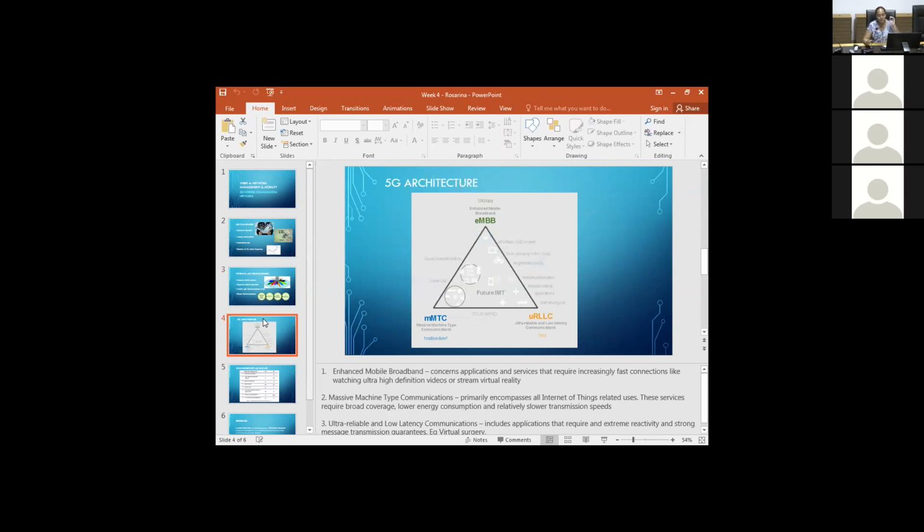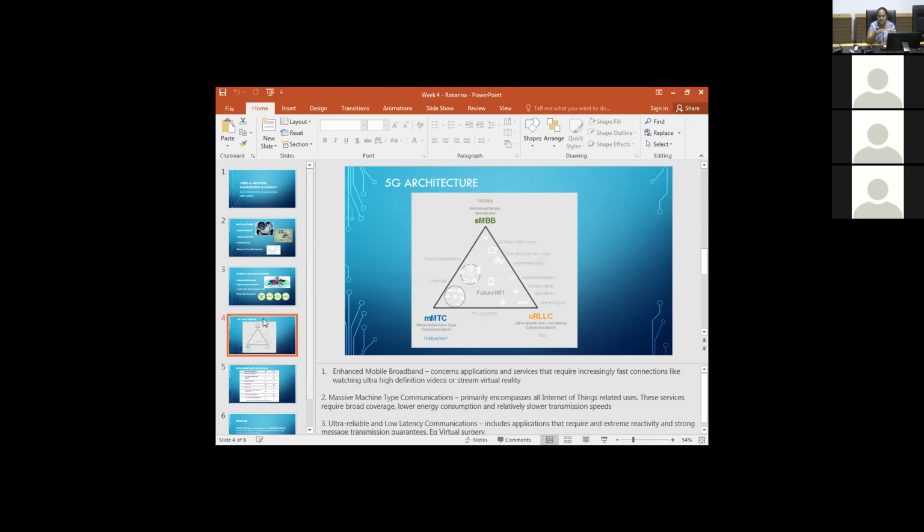For the enhanced mobile broadband, basically you're looking at applications and services that require increasingly fast connections, like watching streamed video, or if we look into future technologies, streaming virtual reality. I wish I could see that too, streaming virtual reality. The second one, massive machine type communication, someone mentioned in their presentation about smart cities.